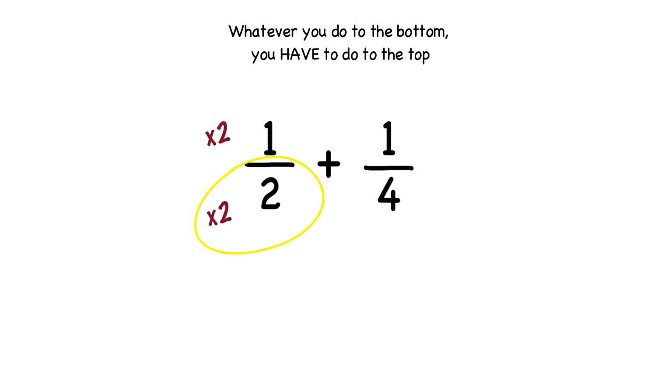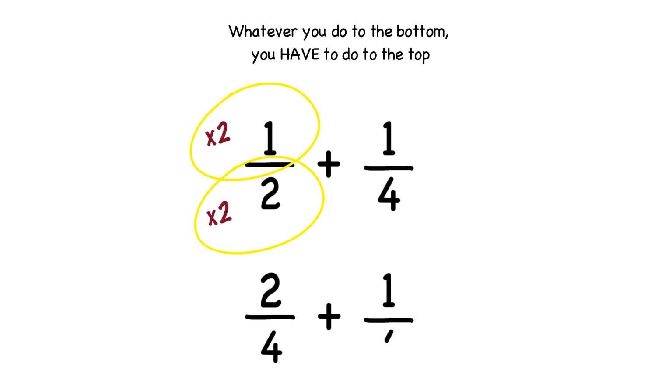2 times 2 will give us 4. And 2 times 1 will give us 2 on the top. We haven't done anything to the second fraction, so that will stay exactly the same. Now we can just go ahead and add like we were before. 2 plus 1 is 3, 4 on the bottom.